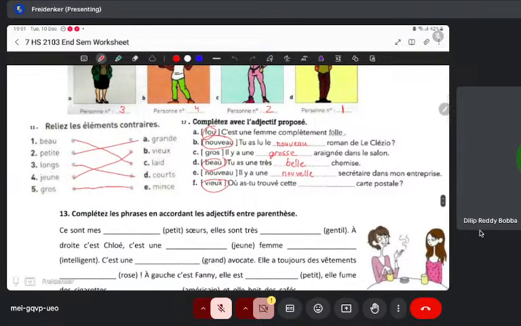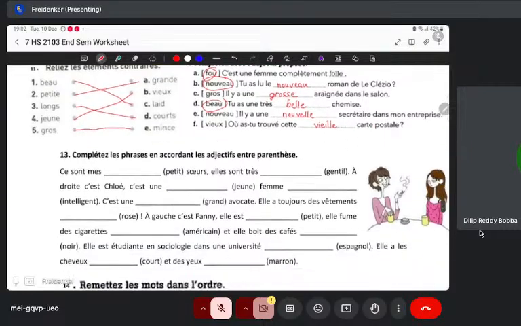What is the last answer? Où as-tu trouvé cette carte postale? So, where did you find this old postcard? Old. So, carte is feminine. Here, see, it's like TTE. So, you see the feminine thing. So, you convert this adjective to feminine. So, what is the feminine form of vieux? It is vieille. Nice. So, that is also done.